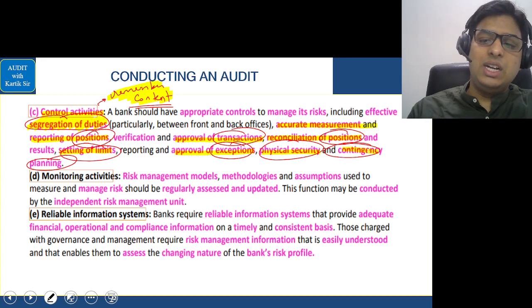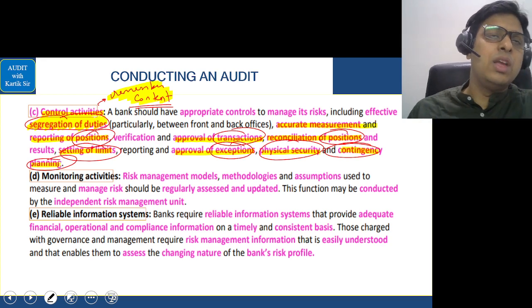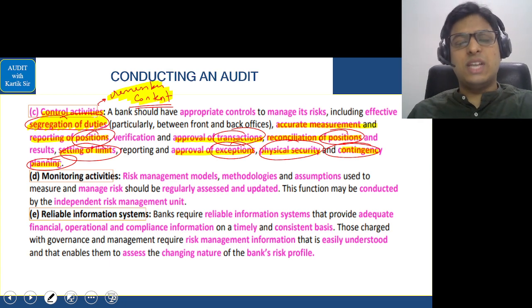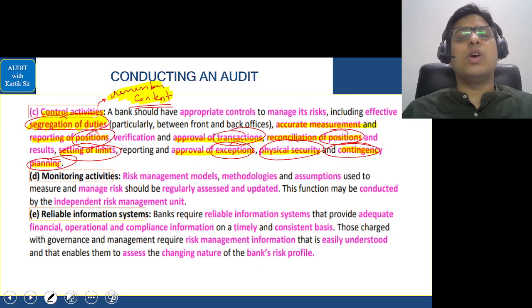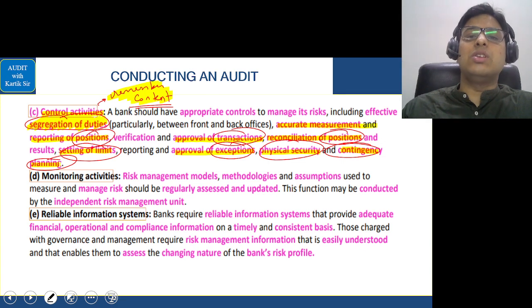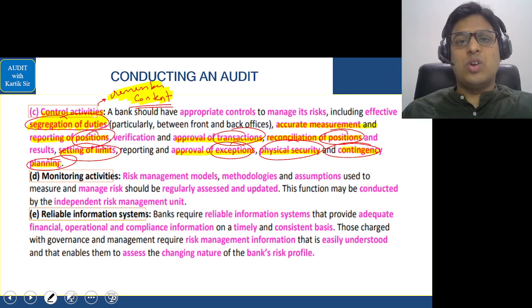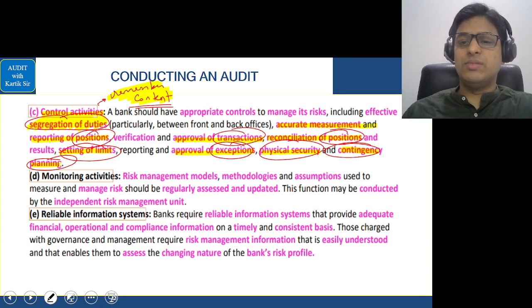Last is, underlined here, contingency planning. If any untoward incident happens, example in relation to any robbery in the bank, how are they going to deal with that matter? Terrorists enter the bank and take the people in the bank as hostage, employees as hostage, or the people who are visiting the bank as hostage. Then in that case, how are you going to solve the situation? That is called contingency planning. In your worst-case scenario, what has the bank in place? That is called contingency planning. Simple, easy to understand this area. That is basically your control activities.